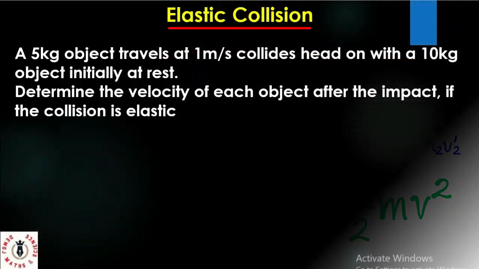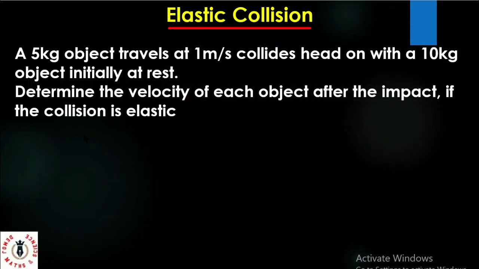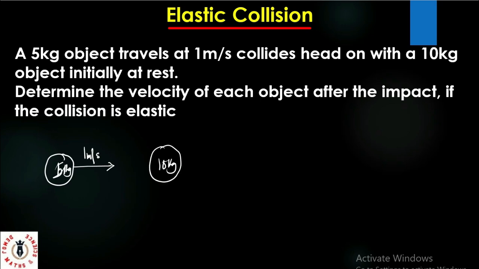The question says, a 5 kg object travels at 1 meter per second and collides head-on with a 10 kg object initially at rest. Let's start by drawing diagrams. Here is my 5 kg ball. It travels at 1 meter per second and collides with a 10 kg ball that is initially at rest. That is, this 10 kg ball is at 0 meters per second.